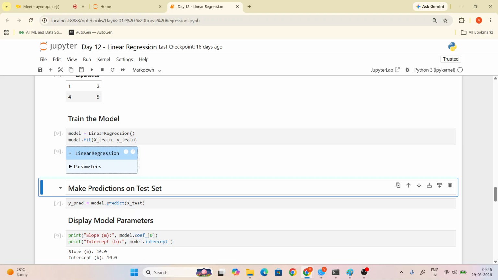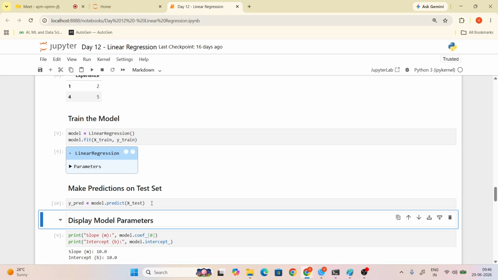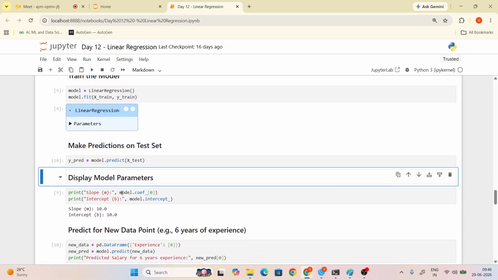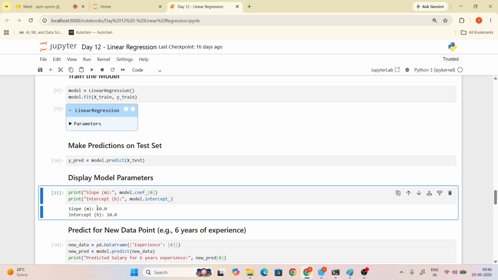You just predict with the model predict function. Guys, we only give the x test for prediction. You no need to memorize the slope formula and intercept formula. Just give a simple command, model dot coefficient, model dot intercept. This is the zeroth index, so we directly get the answer. Slope answer is 10 and intercept answer is 10. So guys, it's very easy. You just have to understand the concepts. Okay, do you have any doubts here?